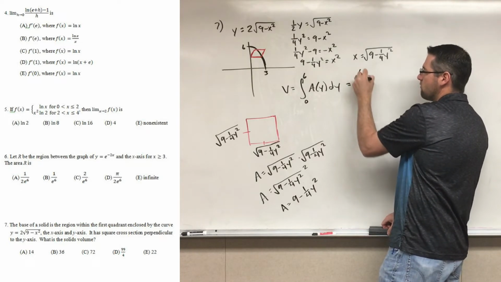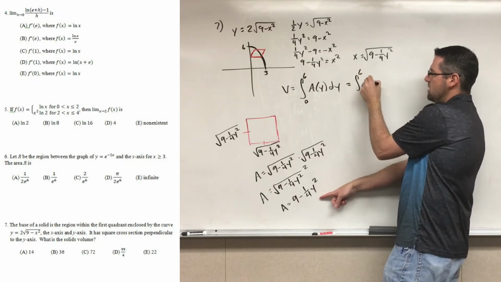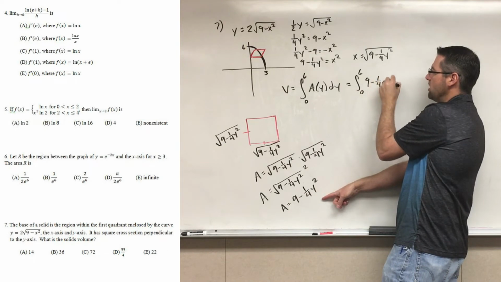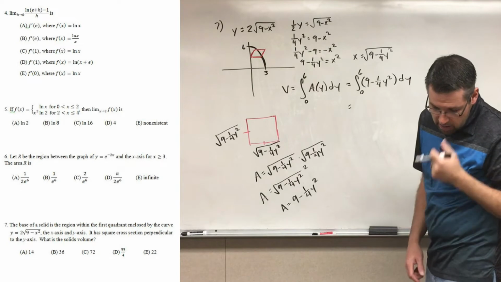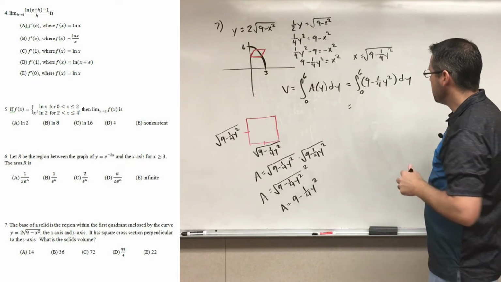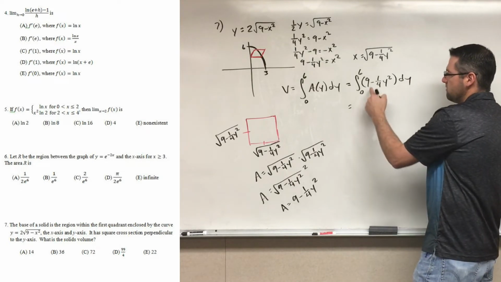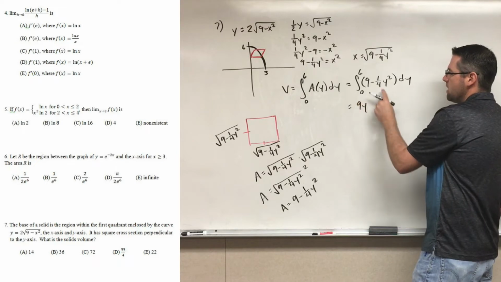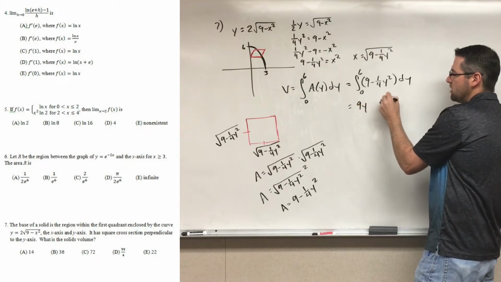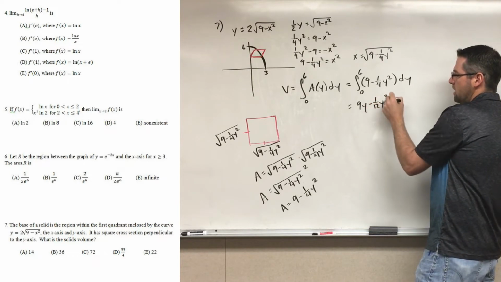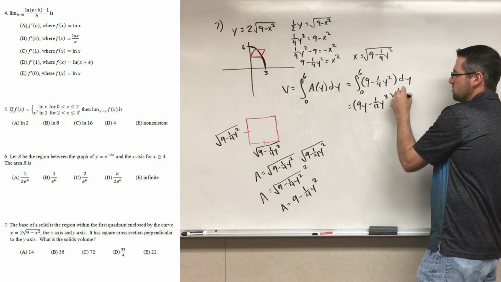So we have the integral from 0 to 6 of 9 minus 1/4 y squared dy. And this is not a calculator problem, so we have to actually take the antiderivative. The antiderivative of 9 is 9y. The antiderivative of negative 1/4 y squared is going to be y cubed, and then negative 1 over 12 out front. And then that's all evaluated from 0 to 6.